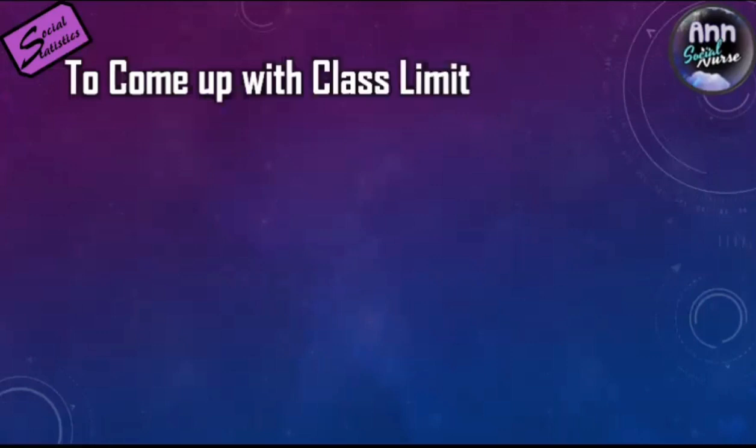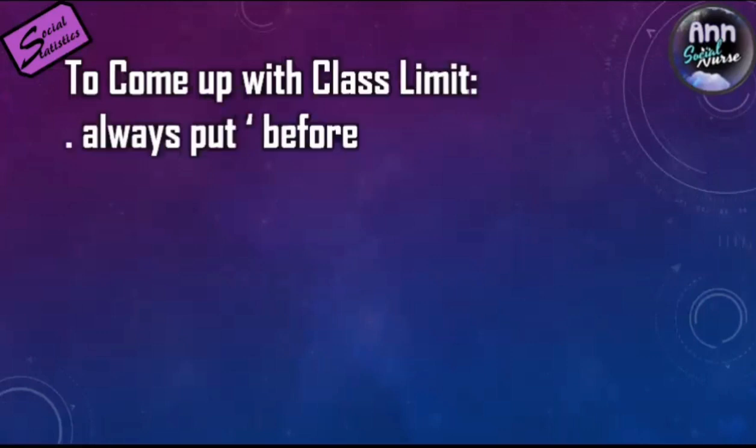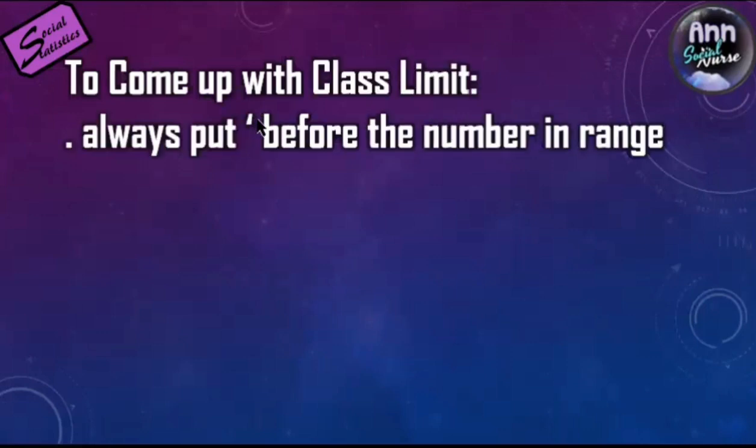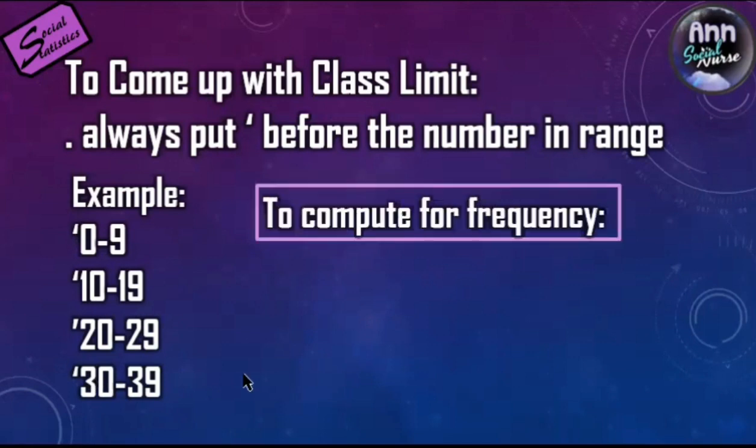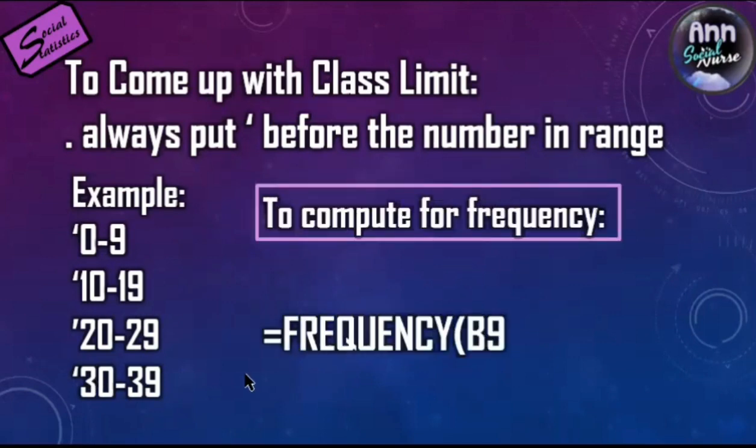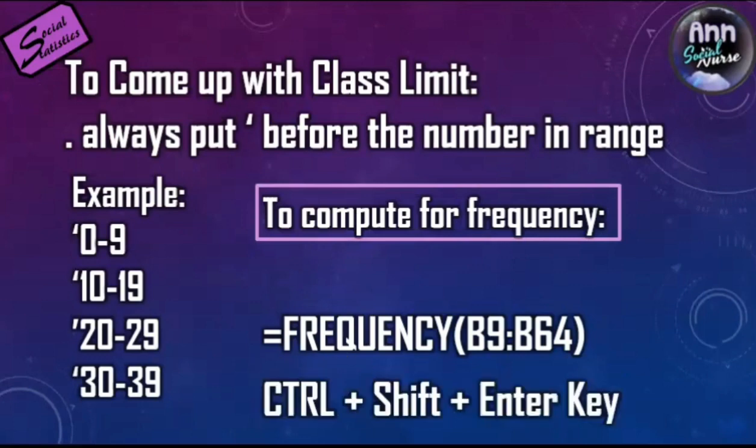Now, to come up with class limit, always put this symbol before the number in range. Example, so let us assume this is for age. Now, to compute for frequency, you are going to type this. Just follow this. Just type this on this particular cell where you want the result to be. You have all the answers applied in all of the cells involved.